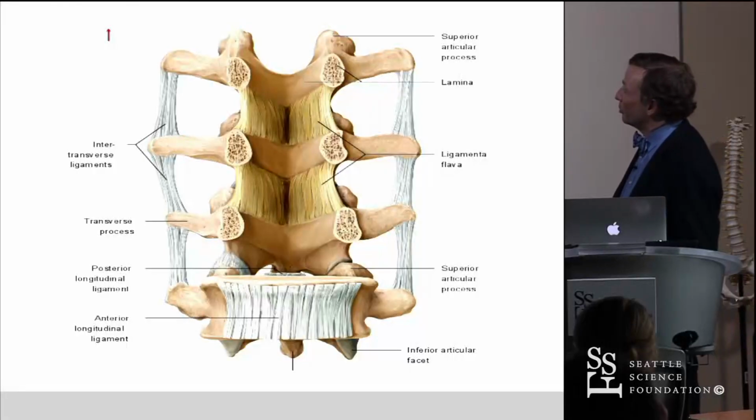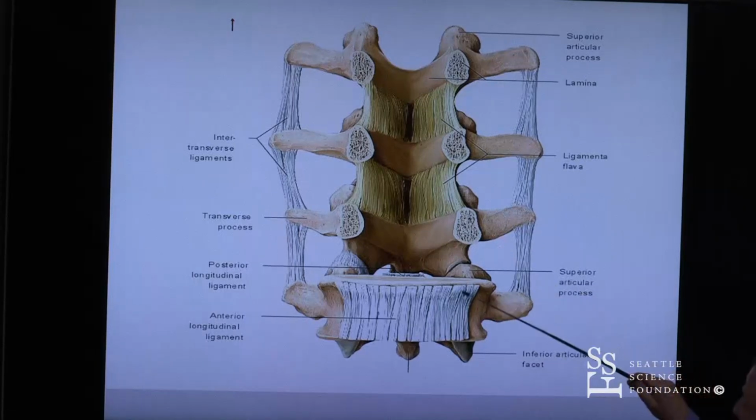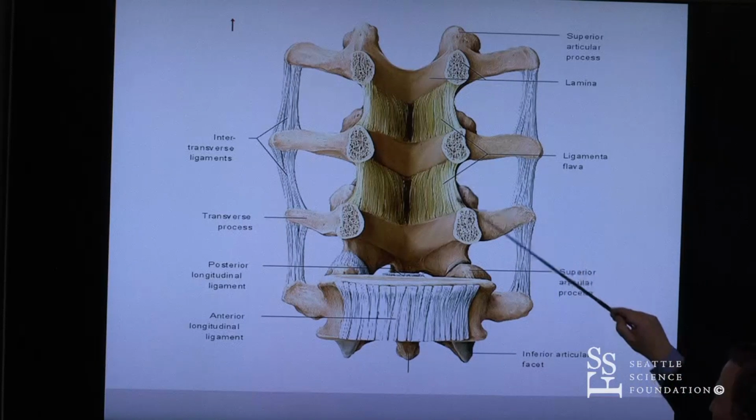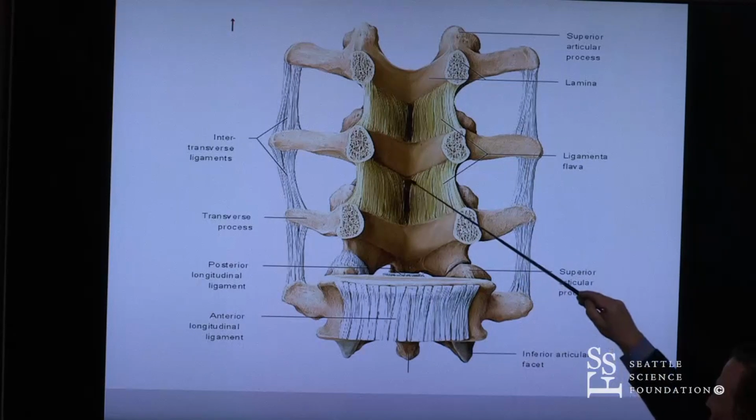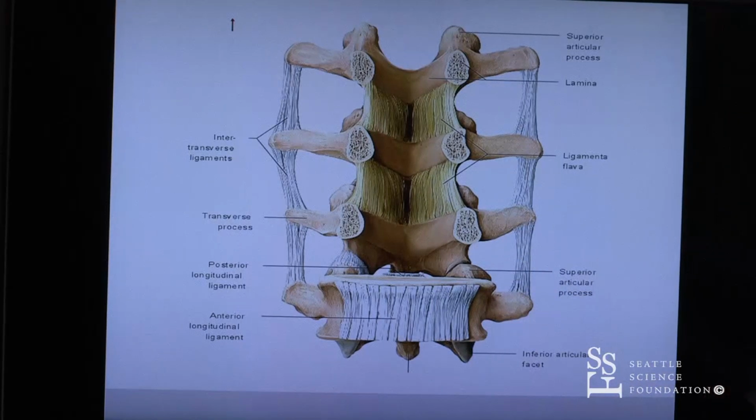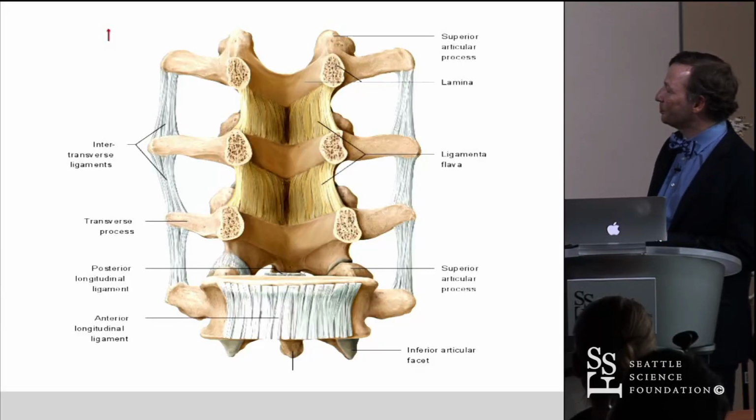We have an anterior view of the posterior ligamentum flavum here. Usually there's a little gap between the two ligamentum flava, and that gap is what you would ideally like to go through when you're doing a lumbar puncture.